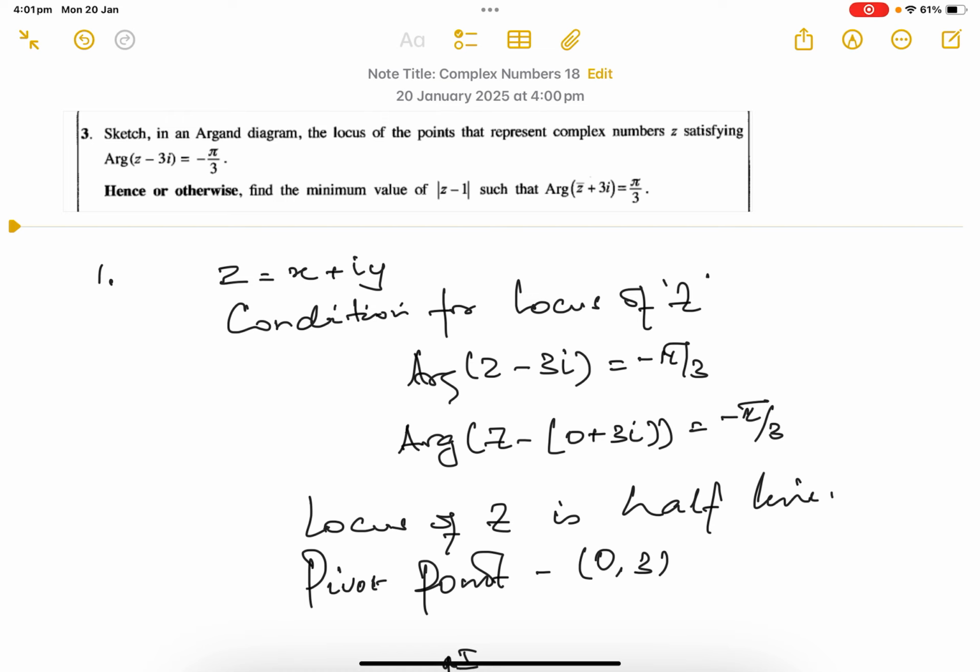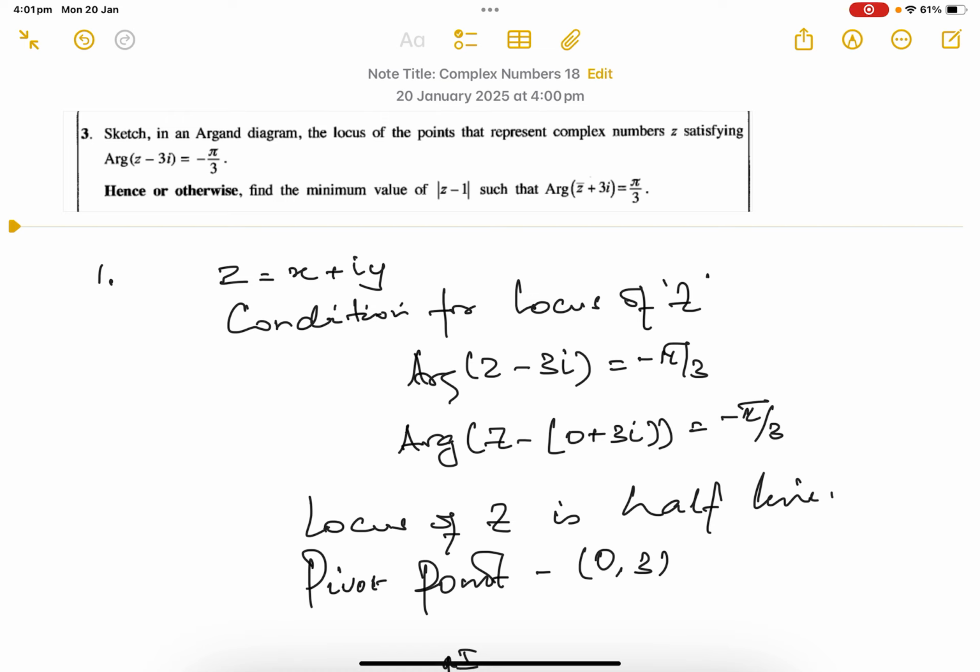A past question on complex numbers. Sketch in an Argand diagram the locus of the points that represent complex numbers z satisfying the argument of z minus 3i equal to minus pi by 3. So find the locus of z. The condition given is the argument of z minus 3i equal to minus pi by 3.